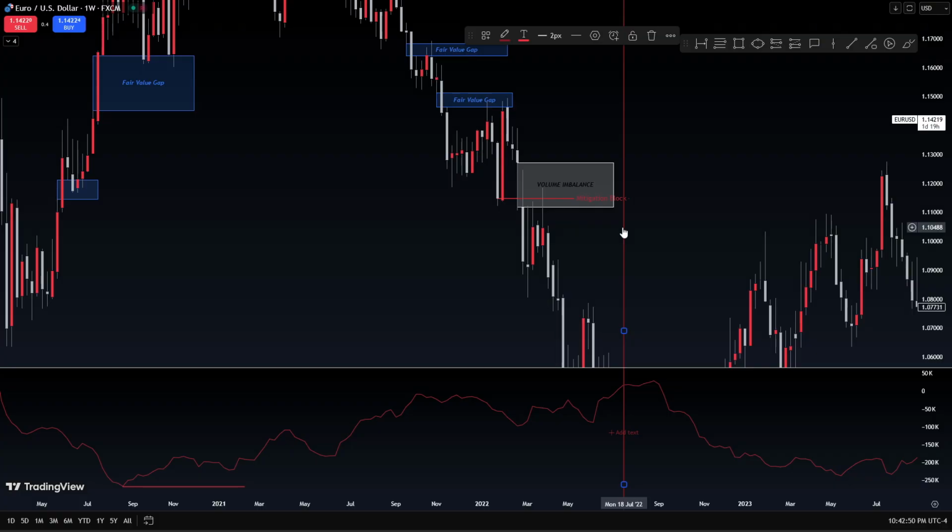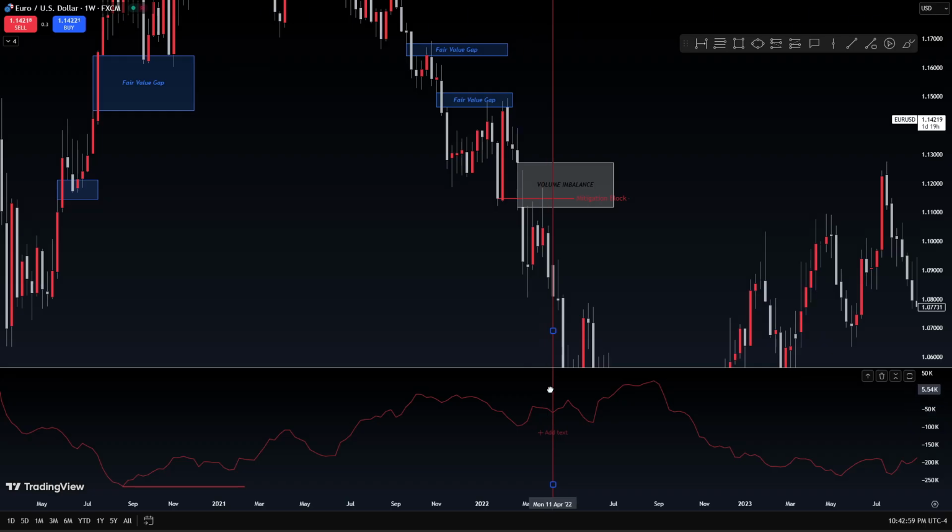or PD array. Because if we look and we put it on the candle that hits the volume imbalance, they're not really buying. But if we put it on the candle afterwards, after it starts breaking away from the volume imbalance and a mitigation block, that's where it really syncs up.